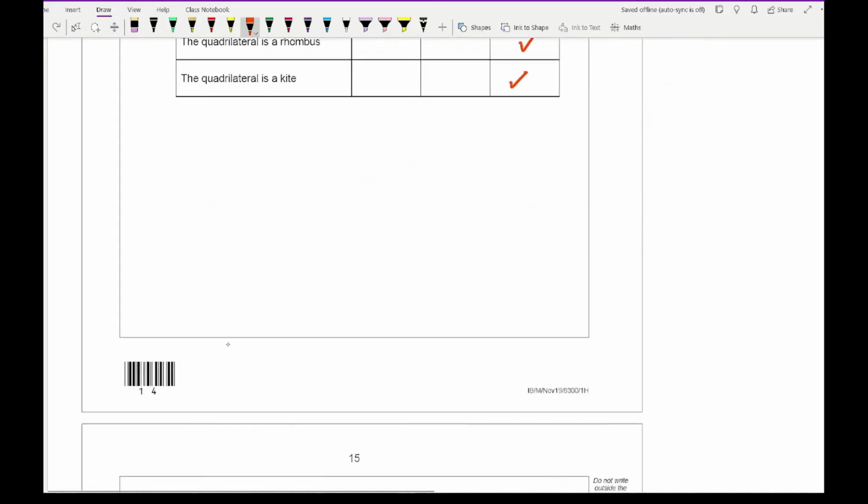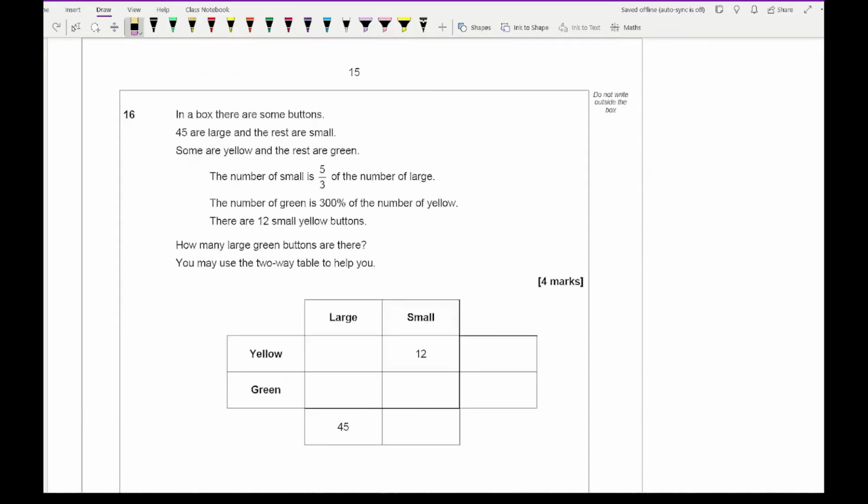So looking at question 16, it says, in a box there are some buttons. 45 are large and the rest are small. Some are yellow and the rest are green. The number of small is 5/3 of the number of large, and the number of green is 300% of the number of yellow, and there are 12 small yellow buttons. How many large green buttons are there? So in terms of this, what they're wanting is what this number here is going to be.